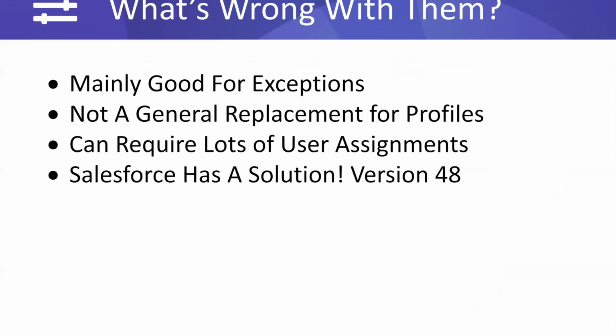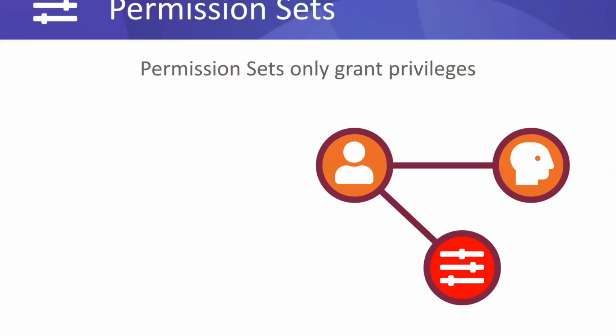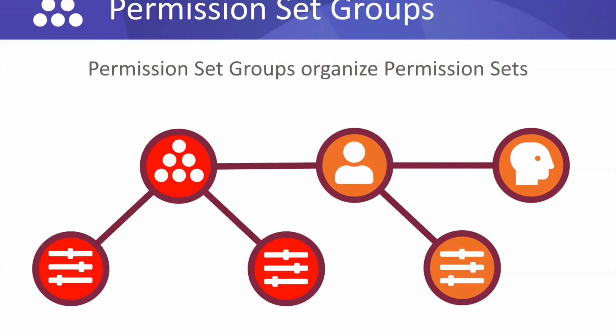But of course, Salesforce has recently released a solution to help with those, and that is what we call permission set groups. So now a user can have a profile, and they could be assigned to a permission set for an exception, but they could also be assigned to a group of permission sets using permission set groups. Okay? So this is sort of just laying out the structure for everyone of where we are with security and profiles and permission sets.